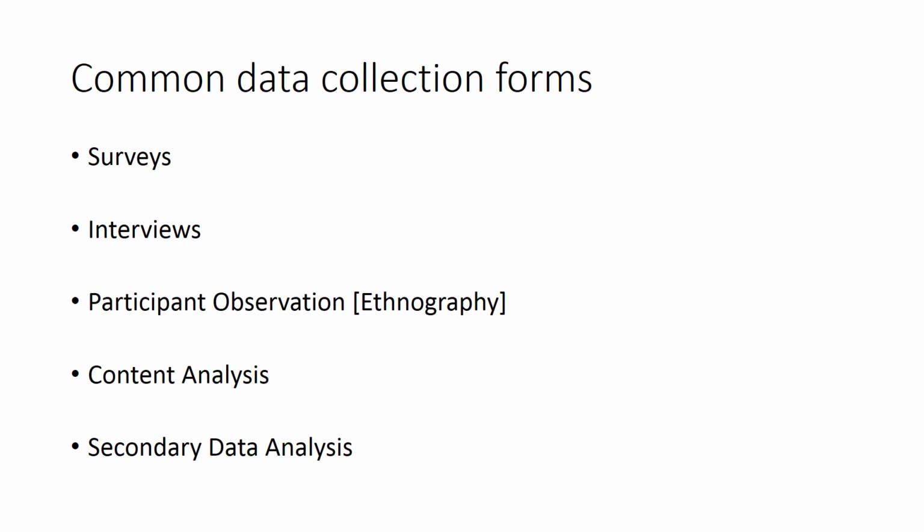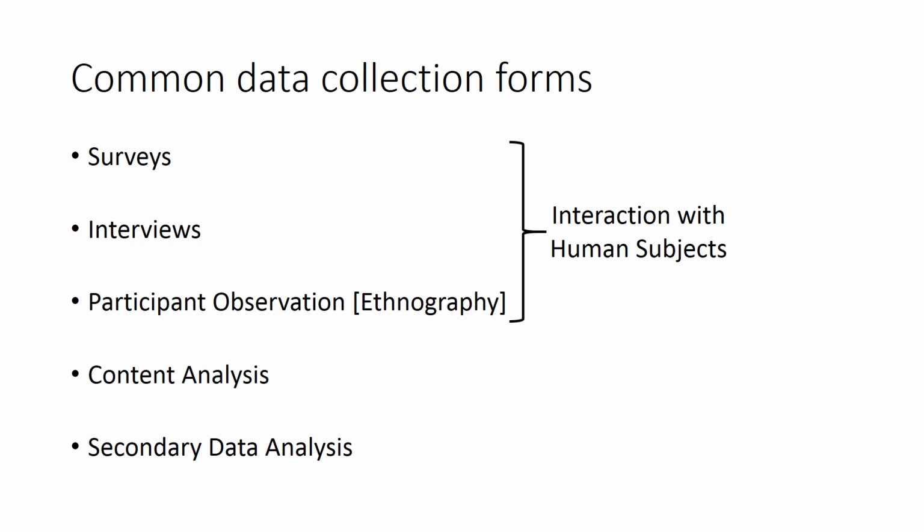sociology. Note that the first 3 of these listed involve direct interaction with human subjects, while the last 2 don't, and those are often called unobtrusive measures because we don't have to intrude into anyone's lives to gather our data.